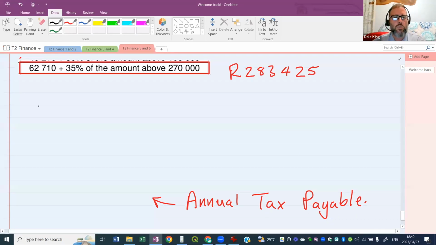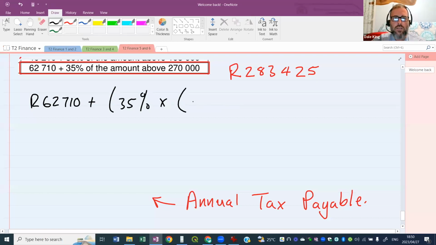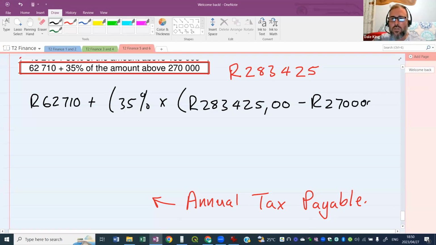All right, so this person has to pay 62,710 plus something else. They need to pay 35% of a value. That value is the amount above 270,000. How do we work out the amount above 270,000? You guys told me we had to subtract. So I'm going to subtract these values. Forgive me for not putting decimals. Let me just put them in anyway, even though they're just zeros. I'll show my decimals. It's good practice.